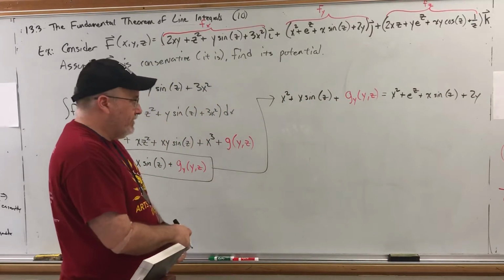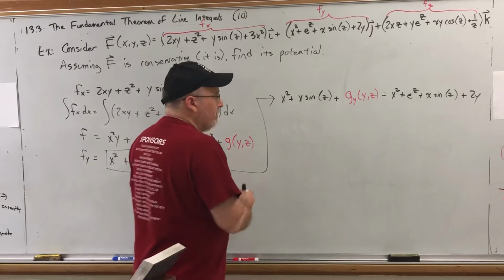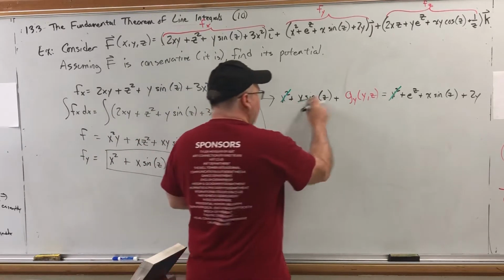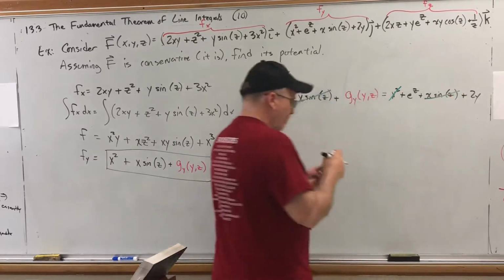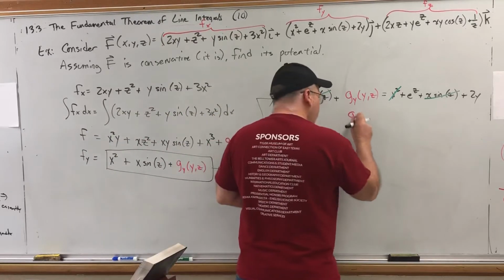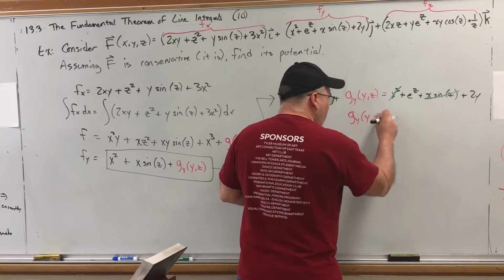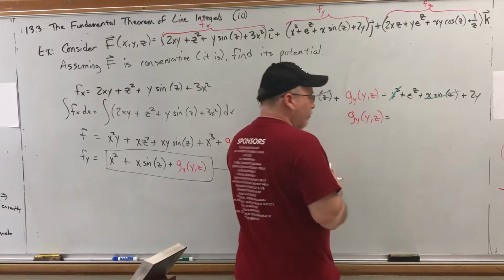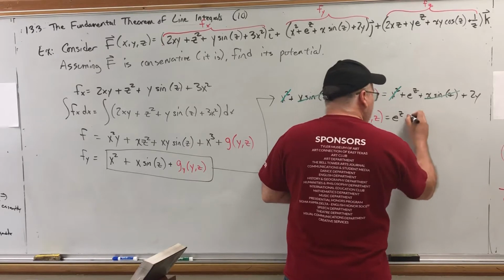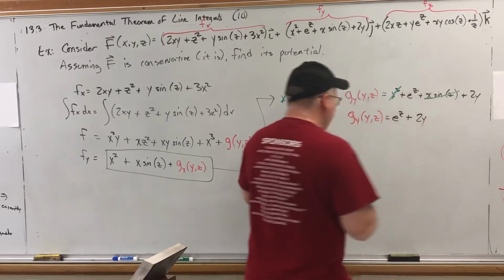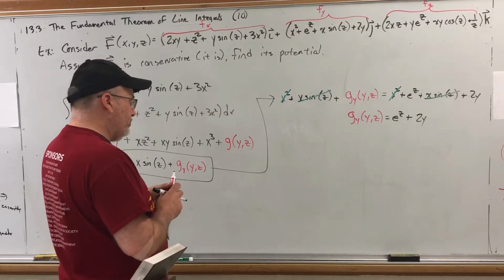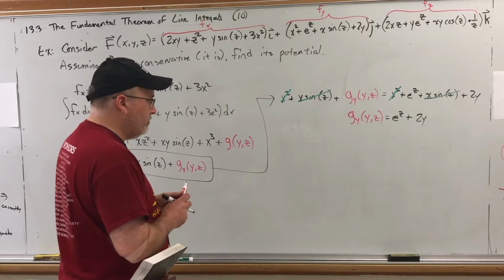Let's look for anything that cancels. The x squareds cancel. The x sine z's cancel. Okay, so this means that the partial derivative of g with respect to y of y, z is equal to e to the z power plus 2y. Okay, so what can we do with that?